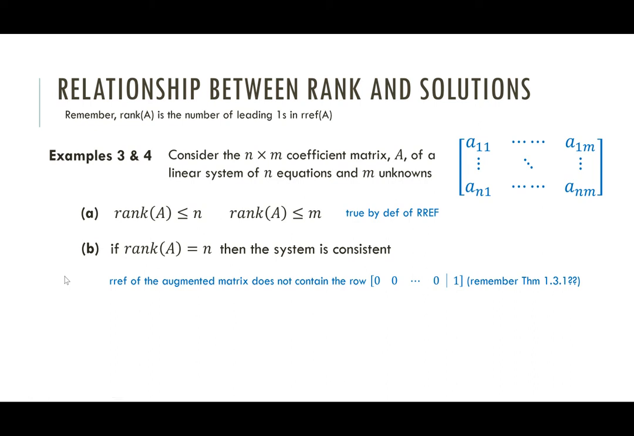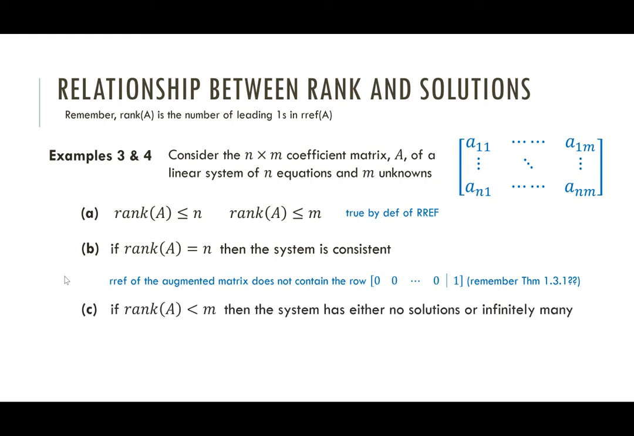Okay, all right. So rank can tell us something. Rank of a coefficient matrix tells us something about whether the system is consistent. And another relationship between rank and consistency. Here are rank and solutions. This is claiming that if the rank is less than the number of columns, then the system either has no solutions or infinitely many. So why is this true?